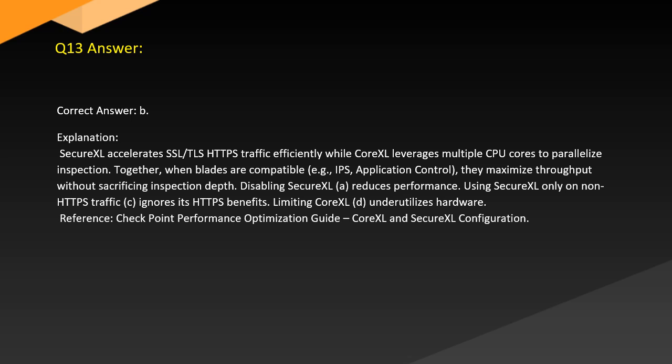Disabling SecureXL reduces performance. Using SecureXL only on non-HTTPS traffic, C, ignores SecureXL's benefits. Limiting CoreXL, D, underutilizes hardware. Reference: Checkpoint Performance Optimization Guide, CoreXL and SecureXL configuration.